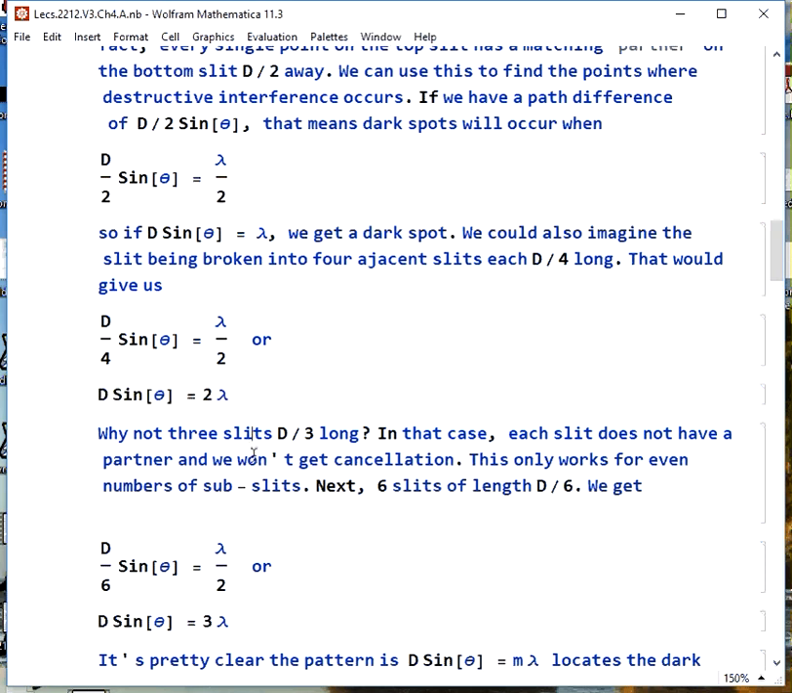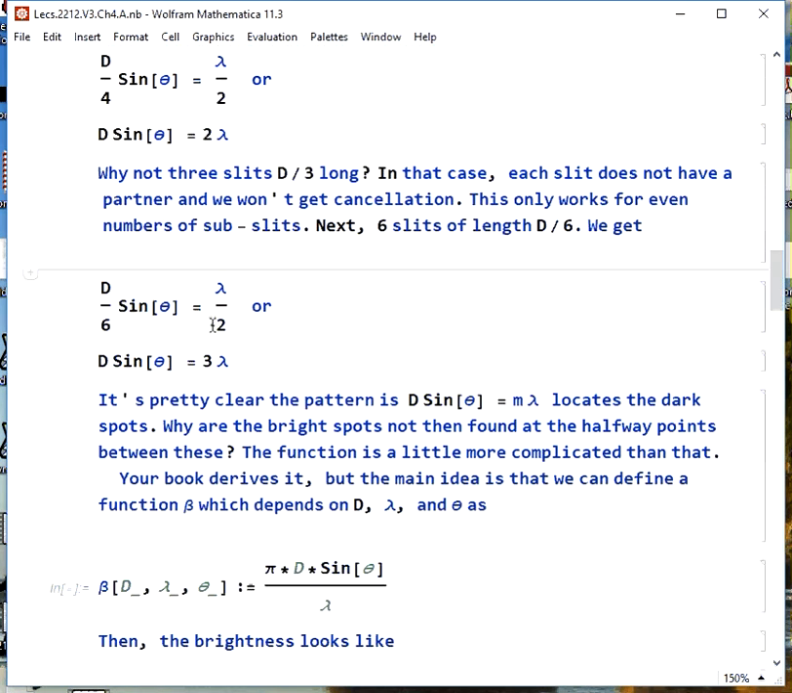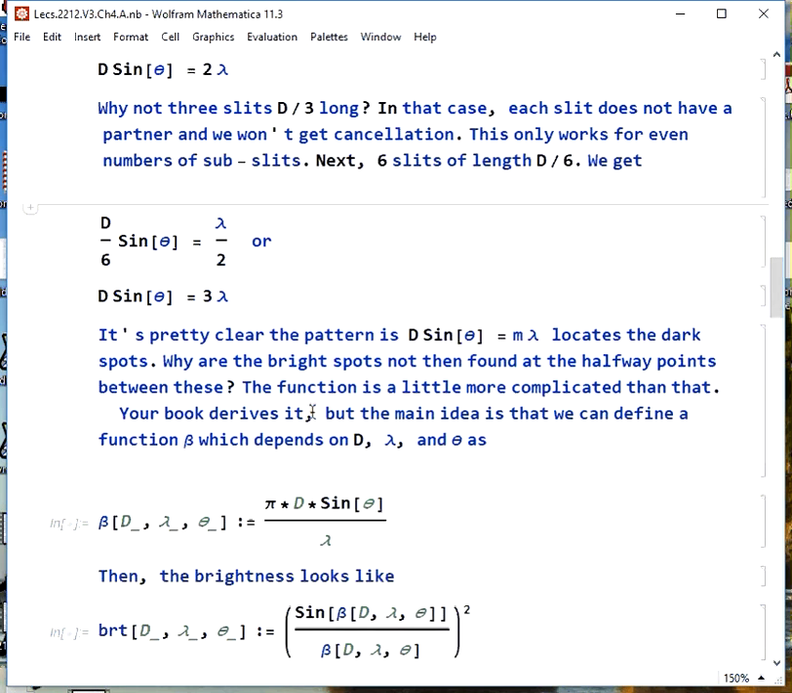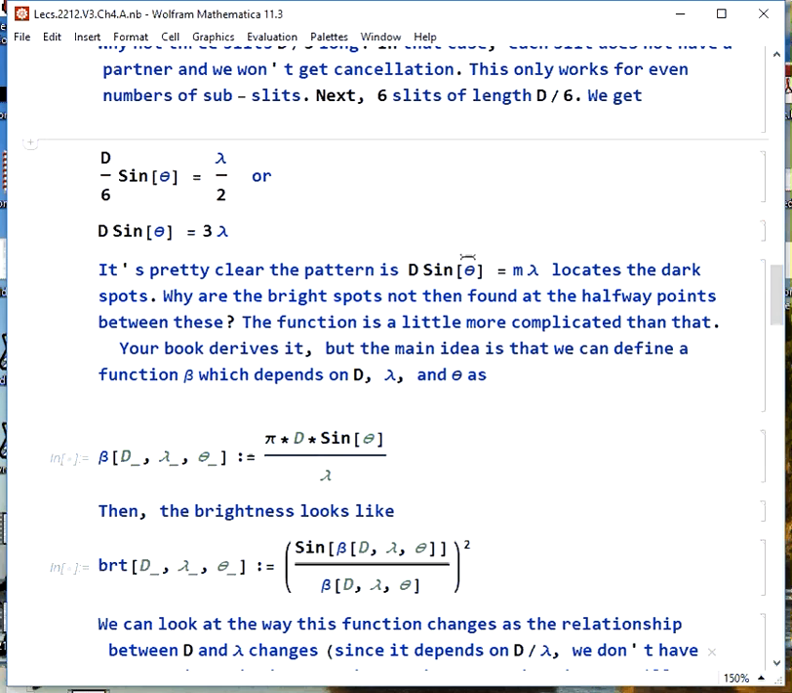Why did we skip 3? Because in that case, each point in a slit will not have a partner. We'll have something left over and we won't get cancellation, we won't get a dark spot. We have to have an even number of subslits, so we go next to 6 slits of length d over 6. If d over 6 sine theta is lambda over 2, that gives us d sine theta is 3 lambda. We can figure out here the pattern is pretty obviously d sine theta equals m lambda to find the dark spots. Why then are the bright spots not at the halfway points between these?